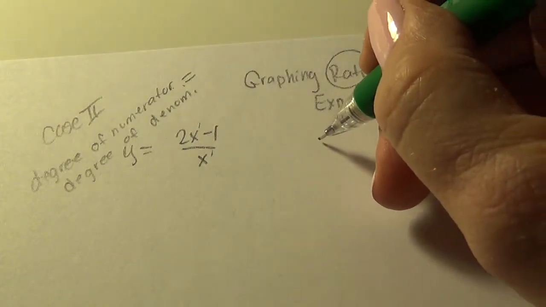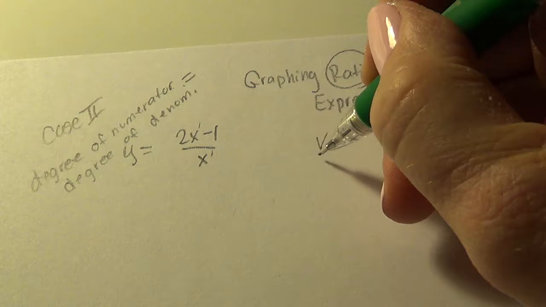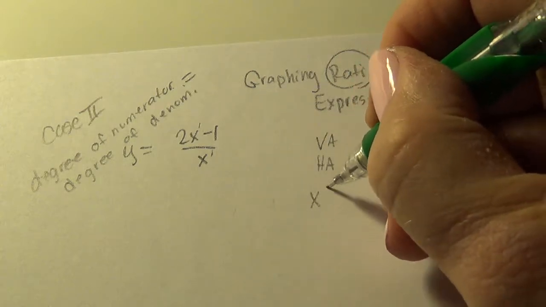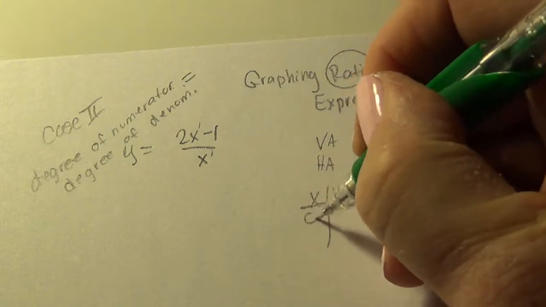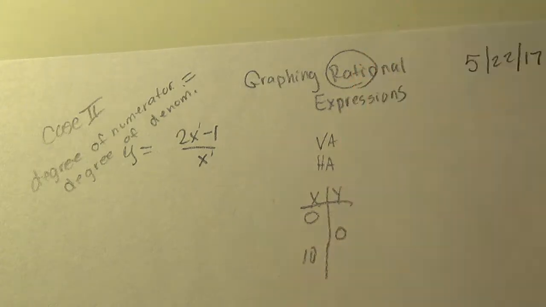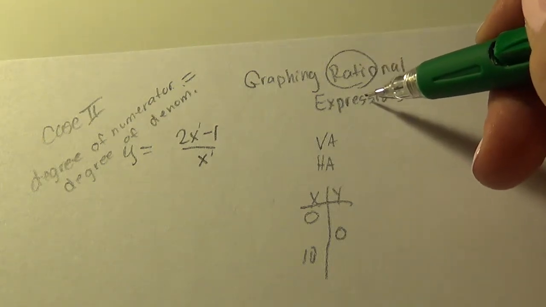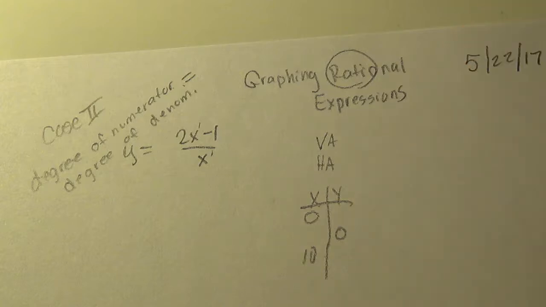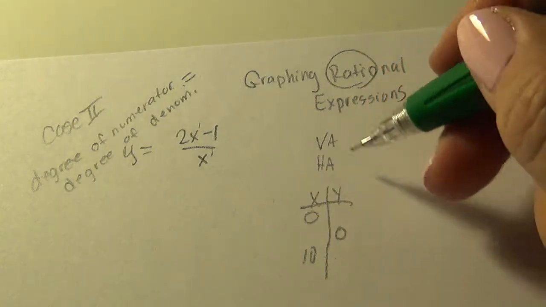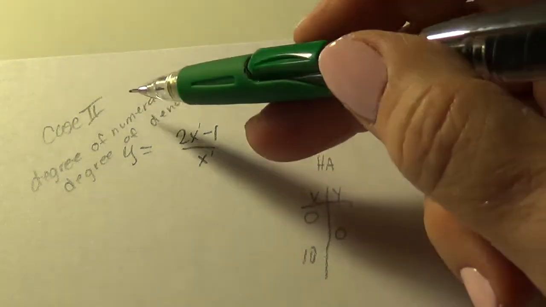To graph case 2, we're going to do VA, HA, then we're going to zero out x, zero out y, and look for a very large number, 10. In rational expressions land, 10 is a very large number. So that will give us our starting point. So a lot of this is repetitious to how we graphed case 1.